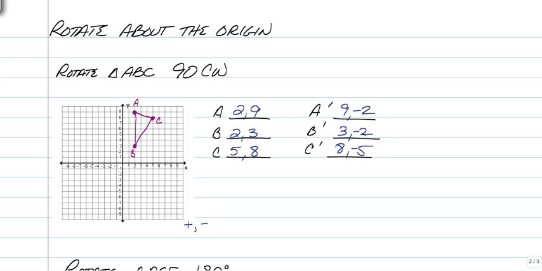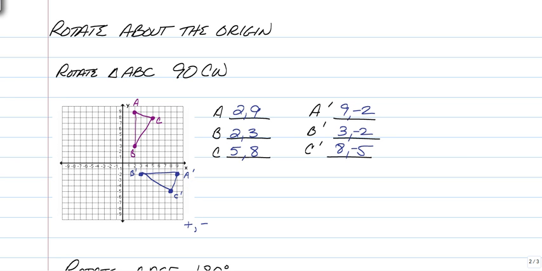Now we're just going to go plot those points. A is at 9, negative 2, but it is now A prime. B is at 3, negative 2. It's now B prime. And C is going to be at 8, negative 5, which of course is C prime. If you connect the dots, you can see that this has just been shifted 90 degrees to the right. You can actually take your paper and start spinning it, and you'll see that they look the exact same. If you take your y-axis and spin it 90 degrees so your y is actually your x-axis, it's going to look the exact same as that.